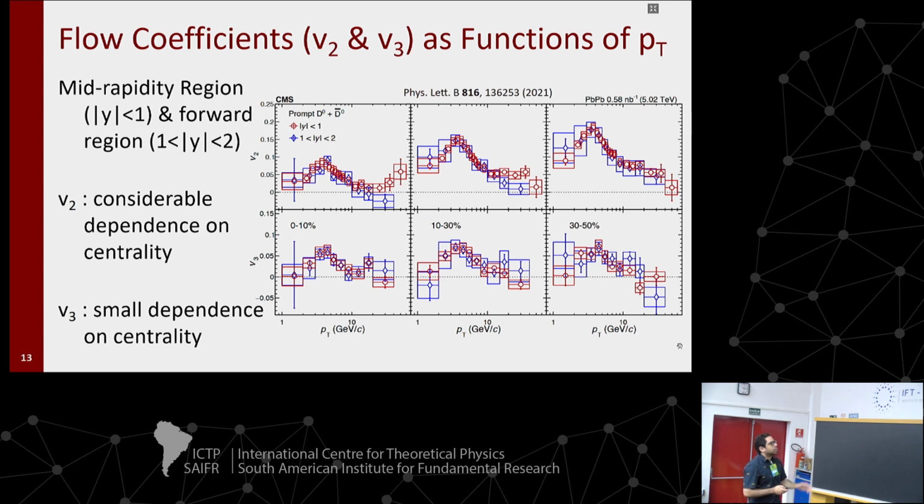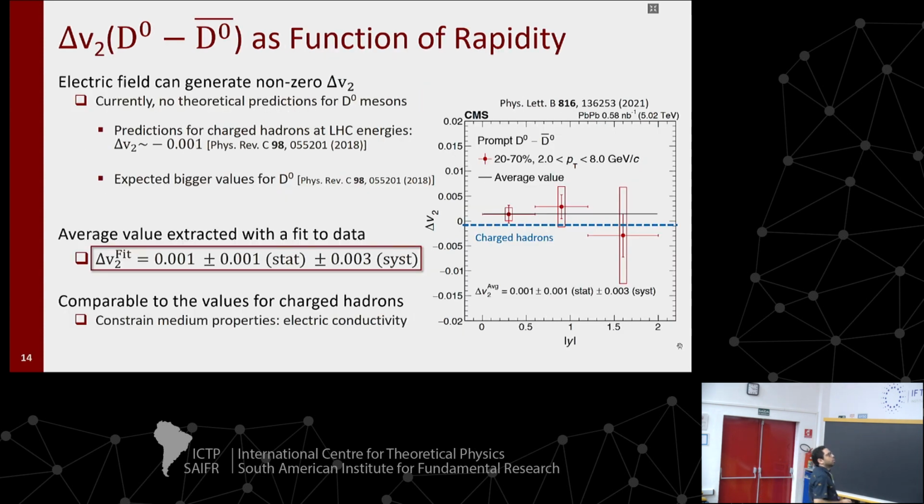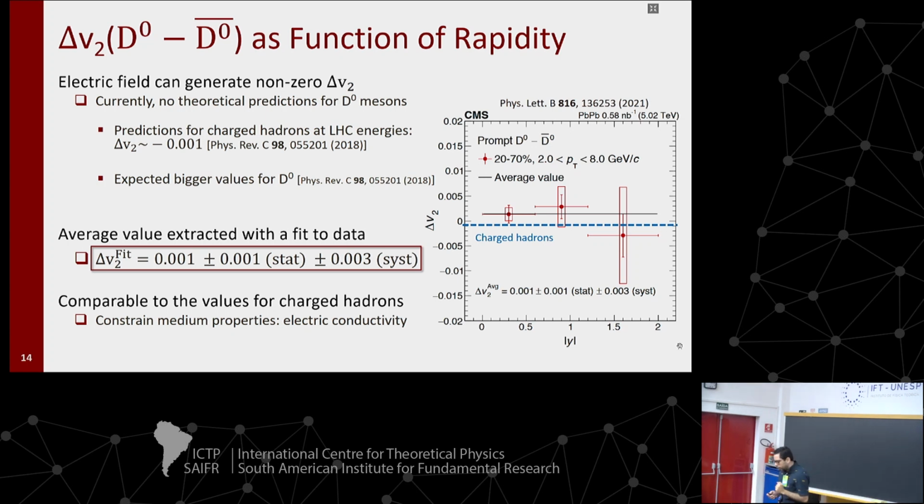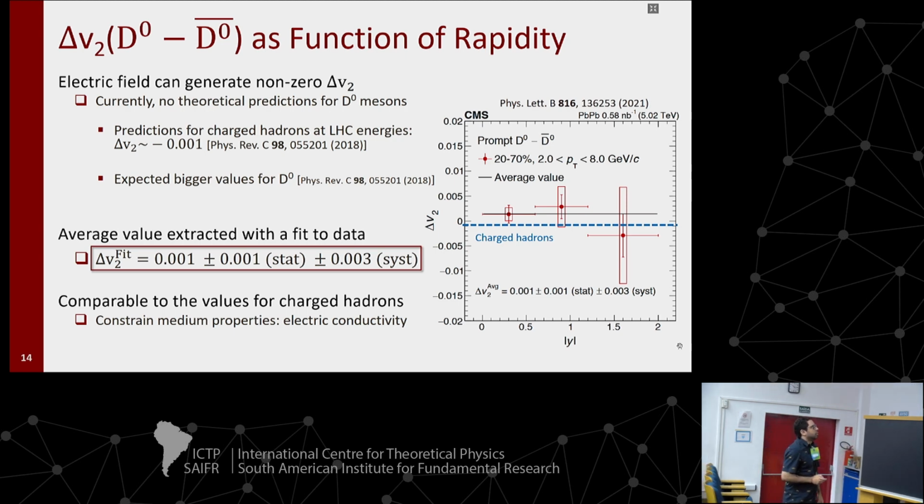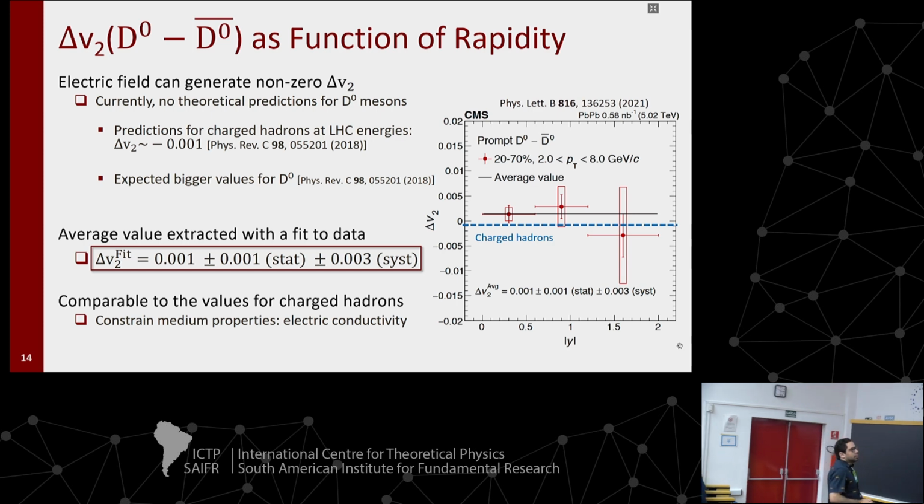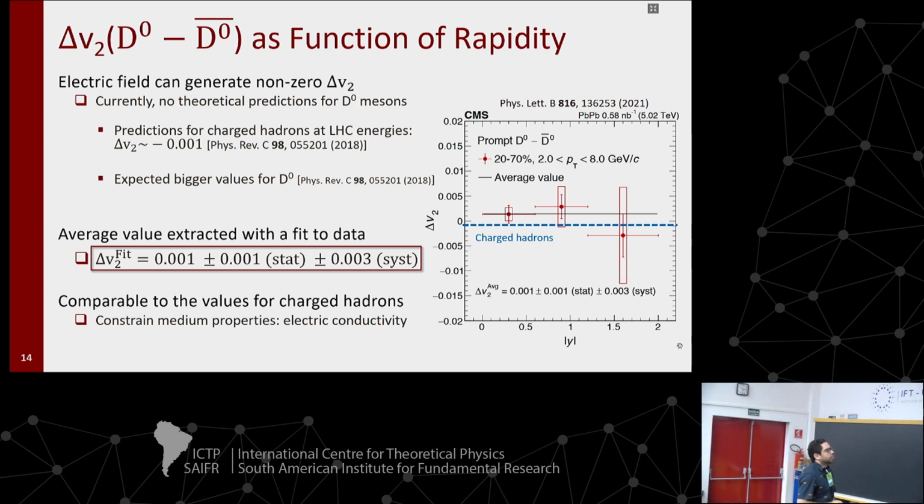And here's an example as a function of pT and different centralities for V2 and V3, okay? But for the search of the electromagnetic field, as in the theoretical reference, we should look at the delta V2 as a function of rapidity, okay? And when we measure this for D0 and D0 bar, we found these results, okay? So that is, in terms of the uncertainties, consistent with 0. It's quite systematically shifted to some positive value, but without uncertainty, we cannot claim more than that.